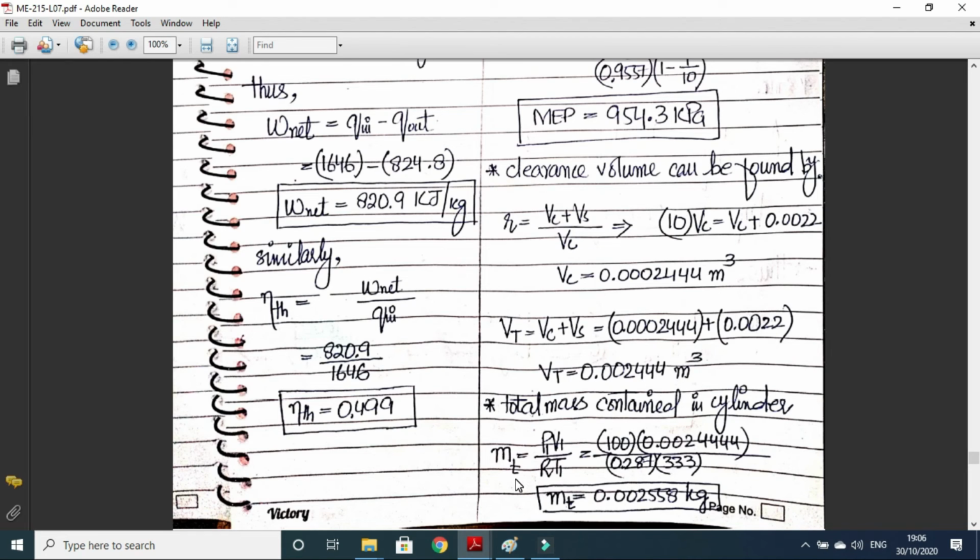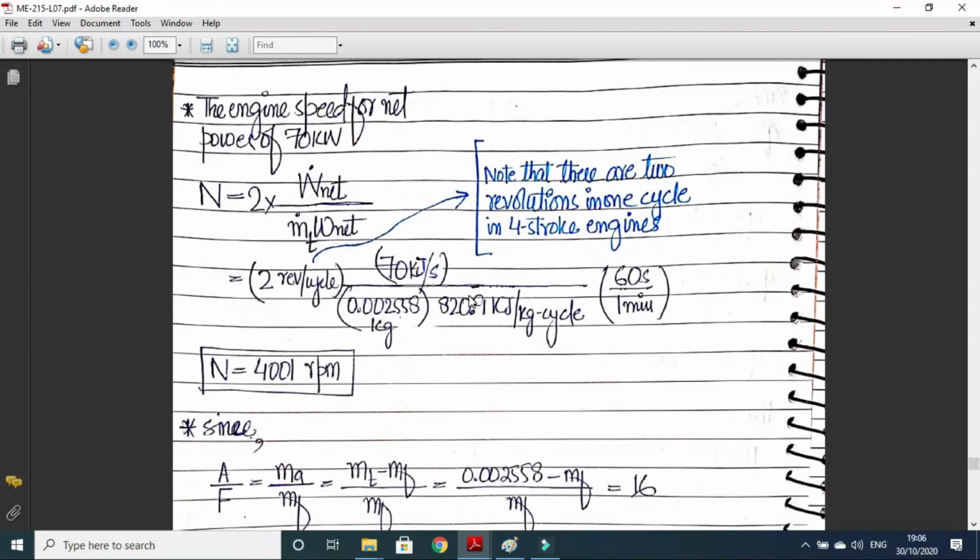The total mass of the air can be calculated with P1 V1 divided by R T1, and because Vt, the total volume, will be equal to V1. So here we have used V1 is equal to 0.00244, because at point 1 the volume in the cylinder will be Vc plus Vs. It is the volume at the bottom dead center. So the total mass of air is coming out to be 0.002558 kilogram.